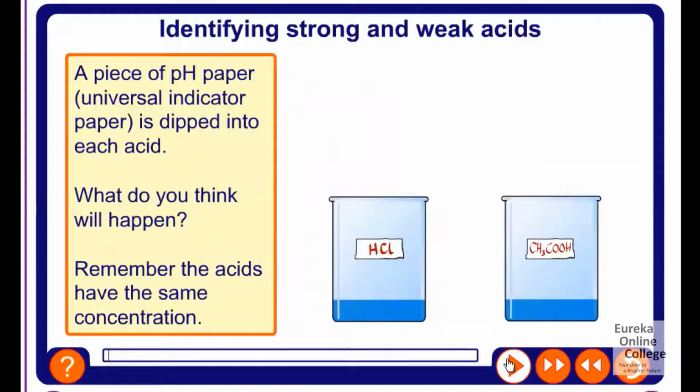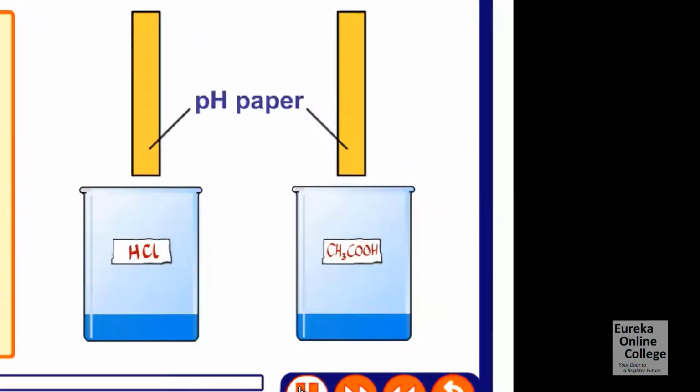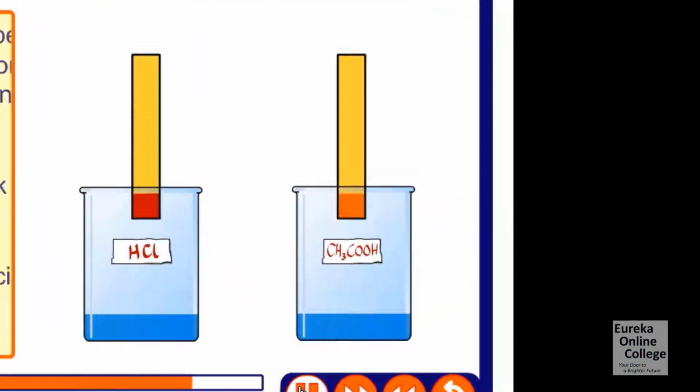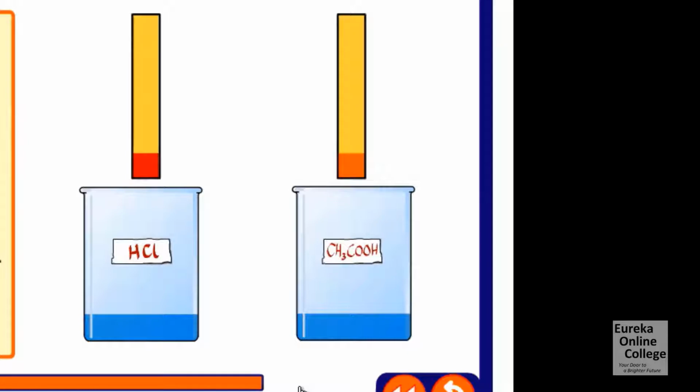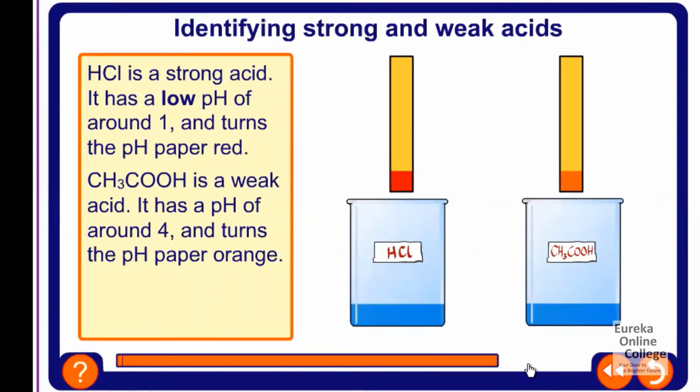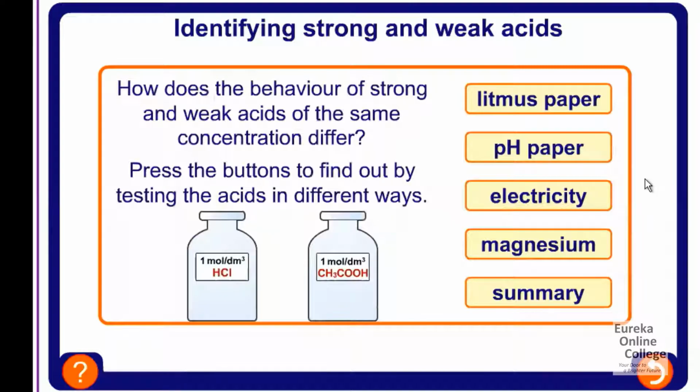So pH paper is slightly more useful. These acids have the same concentration, but hydrochloric acid is a strong acid, so it's going to turn that universal indicator paper red, whereas ethanoic acid is a weak acid, so it's going to be around a pH of 4, and it's going to turn orange. So universal indicator is a little bit more helpful for us here.